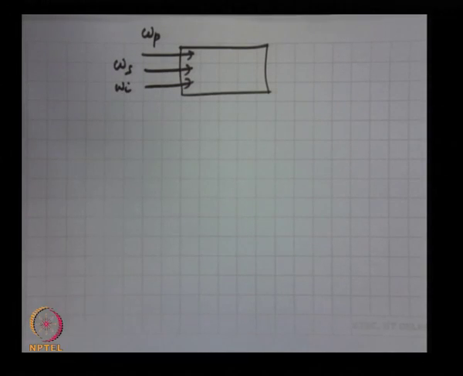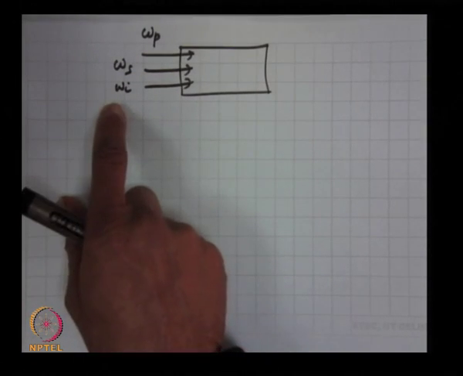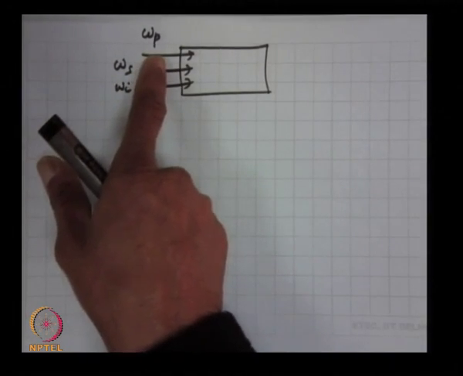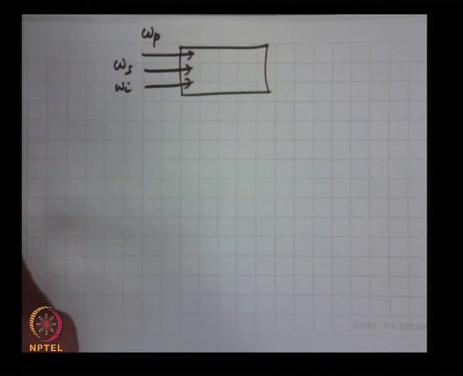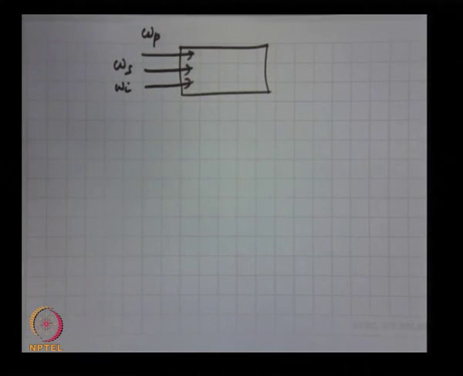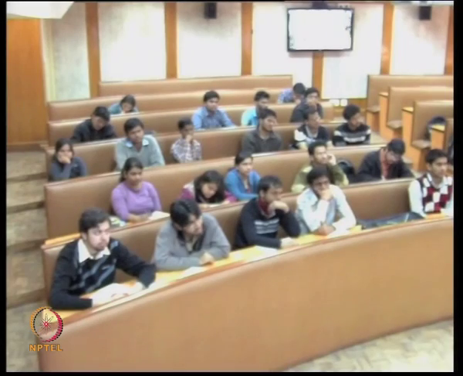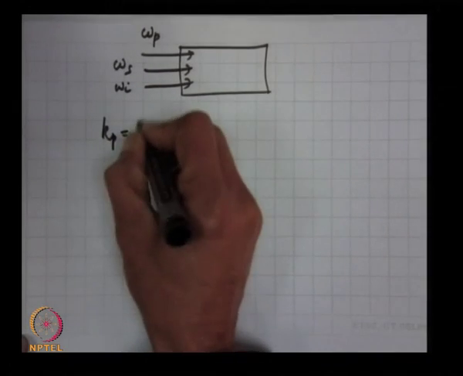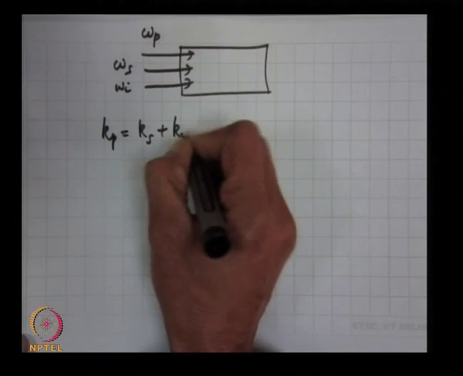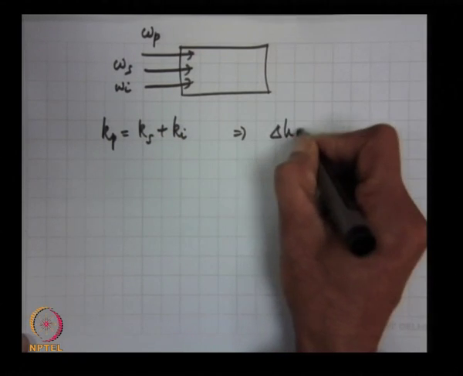Here, depending on the phase of these waves, I can either generate omega s and omega I from omega p, or I can generate omega p from omega s and omega I, which is sum frequency generation. All three waves are present simultaneously. The phase matching condition for generating omega I from omega p and omega s, what is it? Kp is equal to Ks plus Ki. This implies delta K is equal to 0.